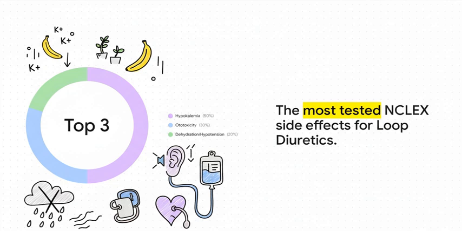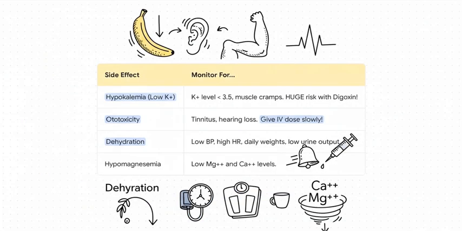This is a big risk with high IV doses given too quickly. And number 3 is dehydration, which leads to hypotension or low blood pressure. You will see these concepts over and over again. So here's your nursing action plan.